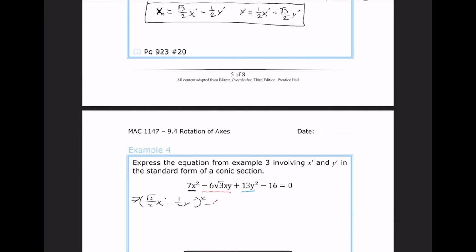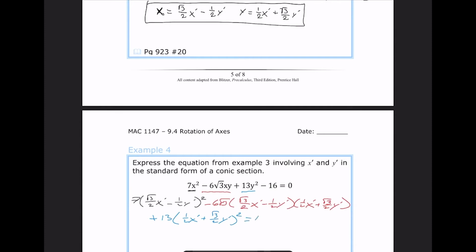root 3 over 2 x prime minus 1/2 y prime times 1/2 x prime plus root 3 over 2 y prime. I'm going to the second line, plus 13 times 1/2 x prime plus root 3 over 2 y prime squared, and then I'm going to add the 16 over to the right-hand side. Alright, so I've made my substitutions.